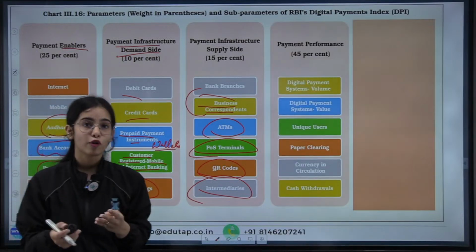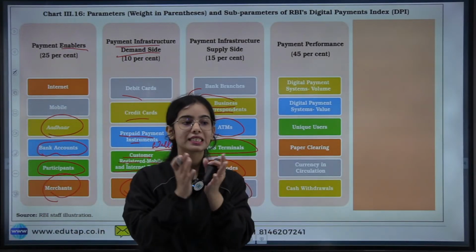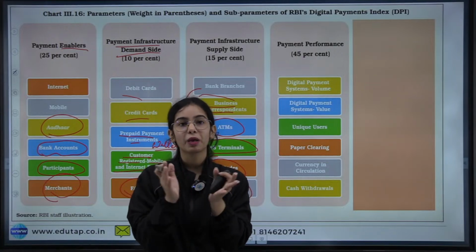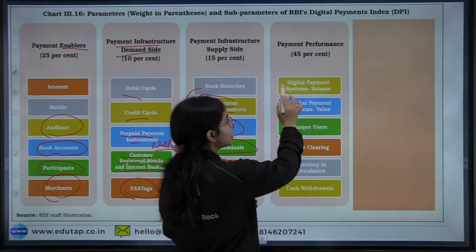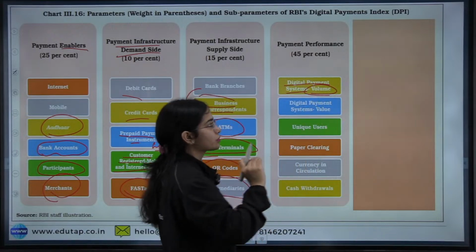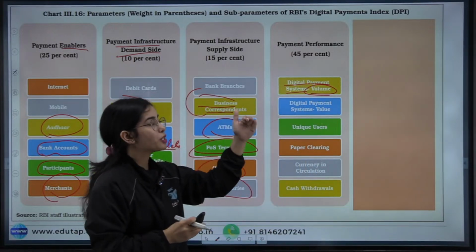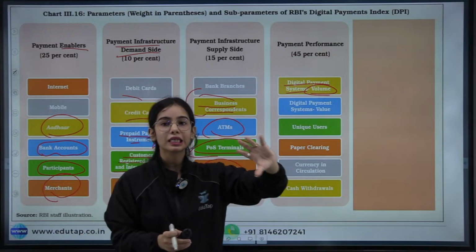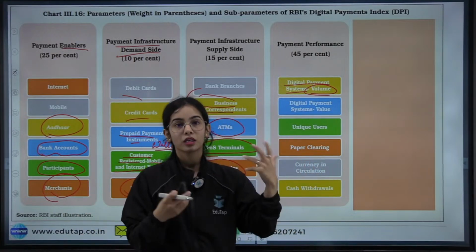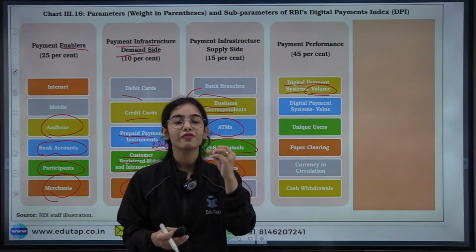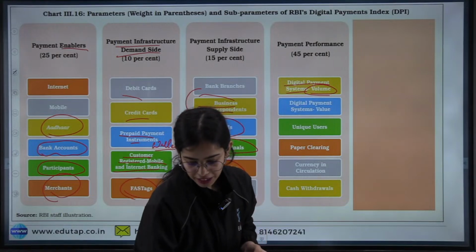Then there is the payment performance, that is, whether the digital payment volume has increased or not, whether the value of the digital payments has increased or not. So this is the digital payment volume and the value. Payment performance shows you how much is the increase in the volume of digital payments and what is the increase in the value of the digital payments. So this is the basic idea.